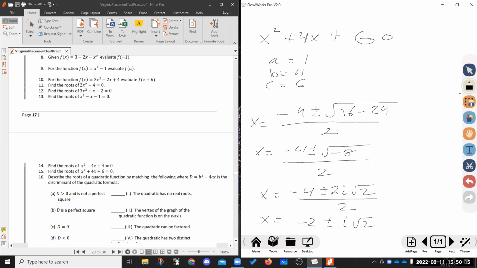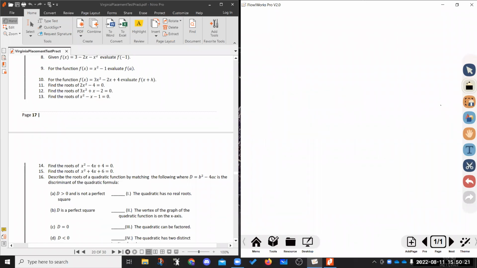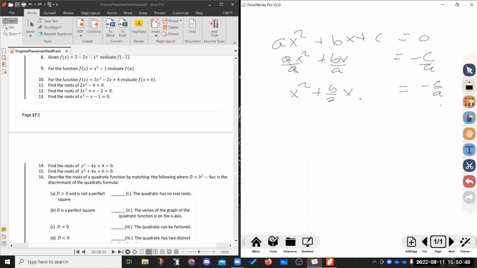And if you would use the process of completing the square on ax squared plus bx plus c equals 0, I'll just show you this. You'll use it in pre-calculus, but let's divide everything by a. Okay, so I'm going to take half of the middle number and square it.